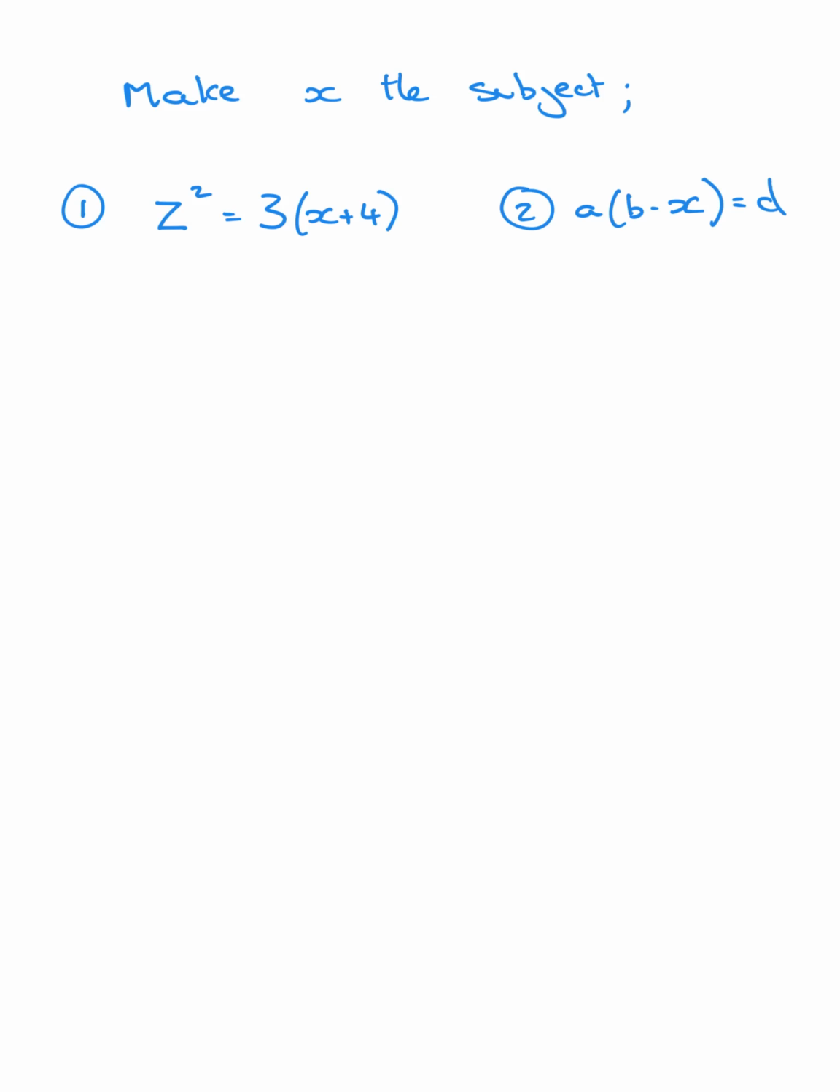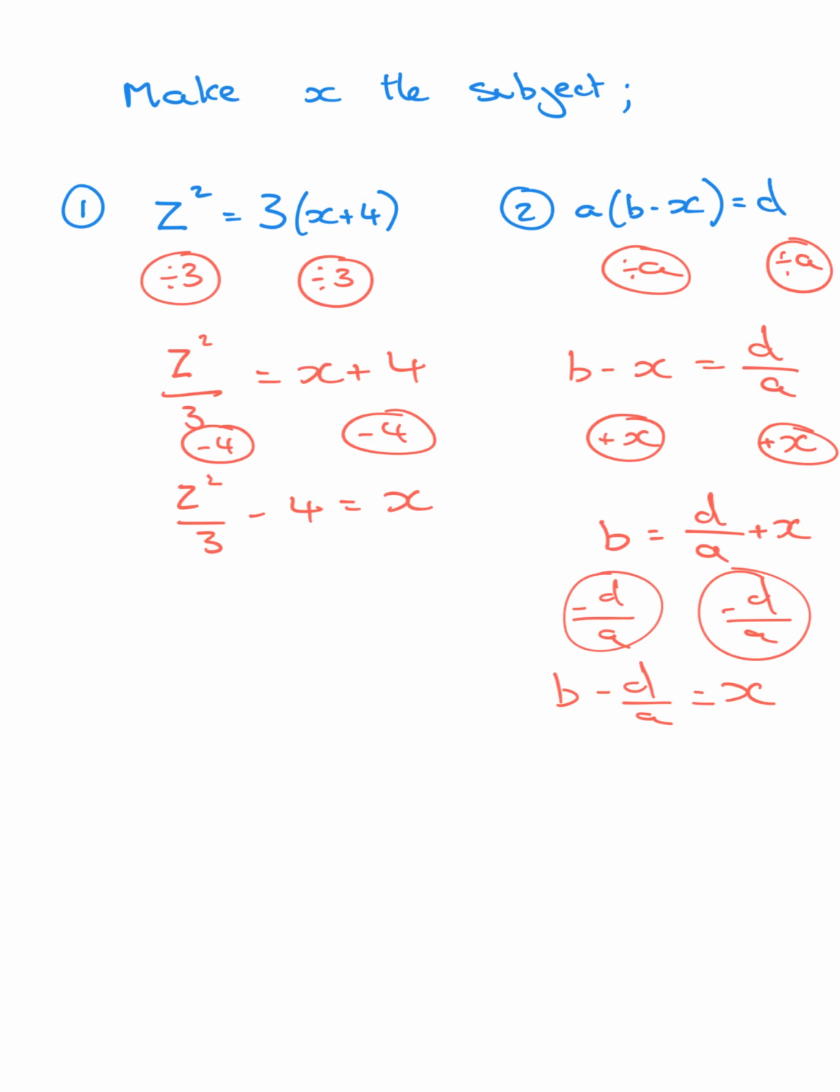So here are 2 questions to have a little go at. I encourage you to pause what you're doing, hit that pause button, and work through both of these, and I'll put the solutions up shortly. And there we are, there's our 2 solutions. First of all, x equals z squared over 3, take away 4, and here x equals b minus d over a. Do pause again, and look at the moves I made in order to make this process as simple as I possibly can.